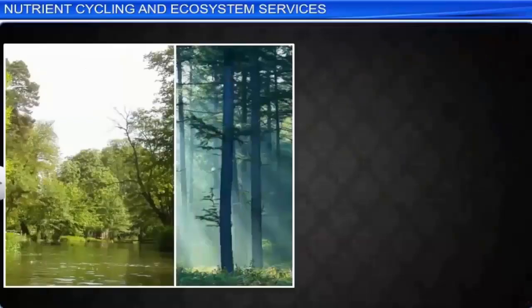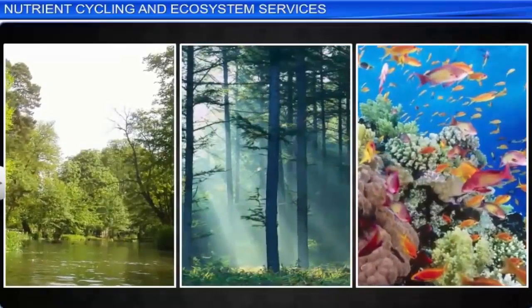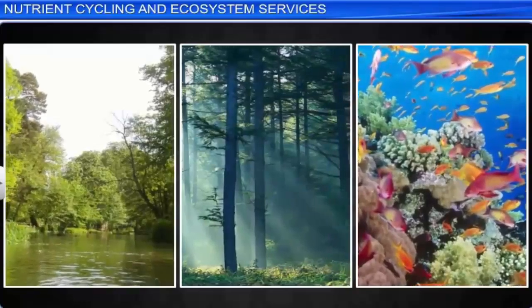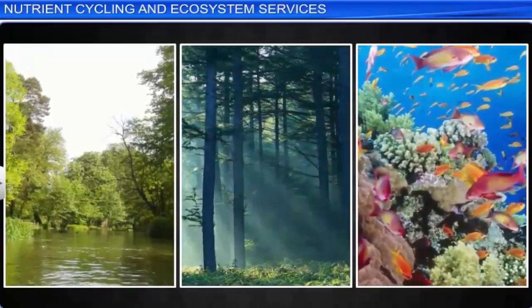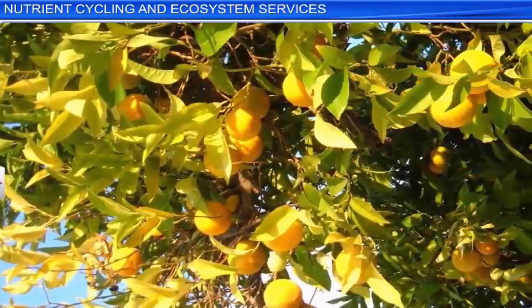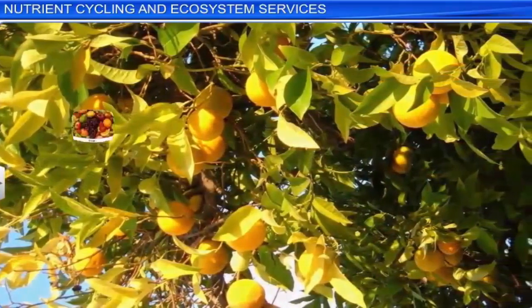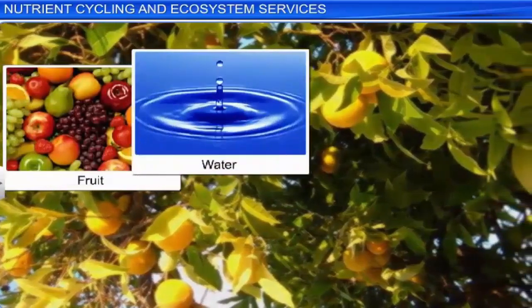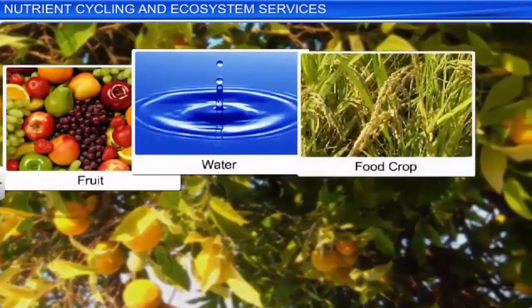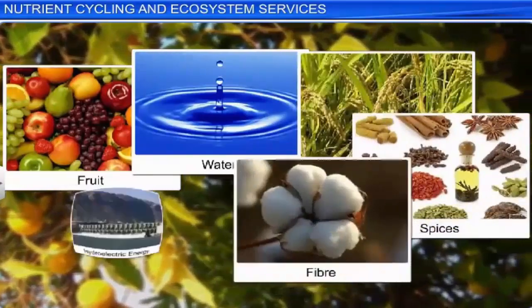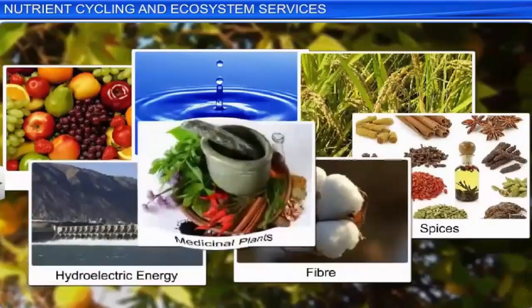Healthy and functioning ecosystems offer us a wide range of products and services known as ecosystem services. Some of the products provided by a healthy ecosystem include fruit, pure drinking water, food crops, spices, fiber, energy, and medicinal plants, among other things.